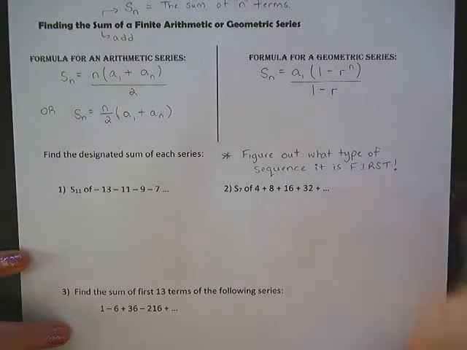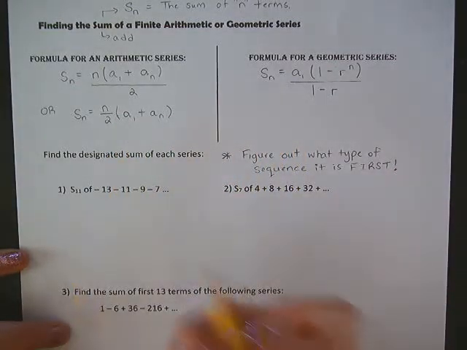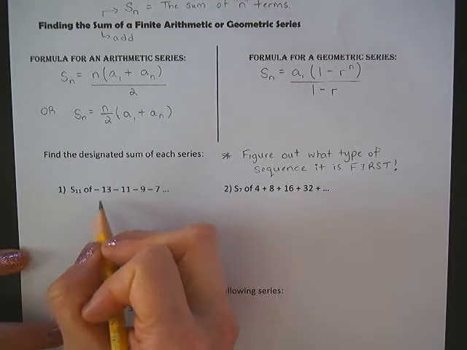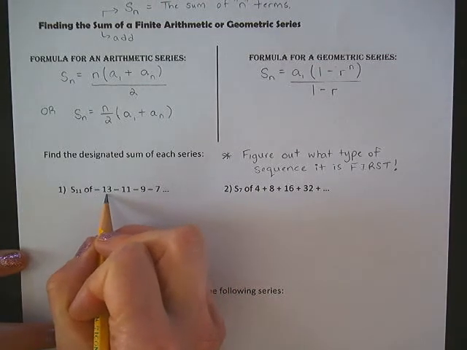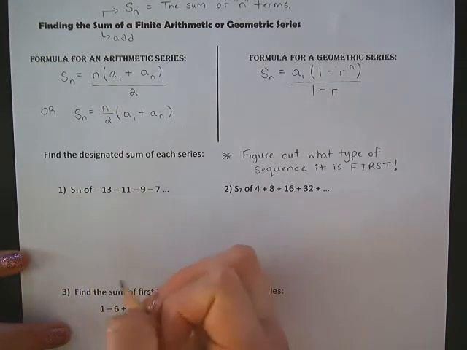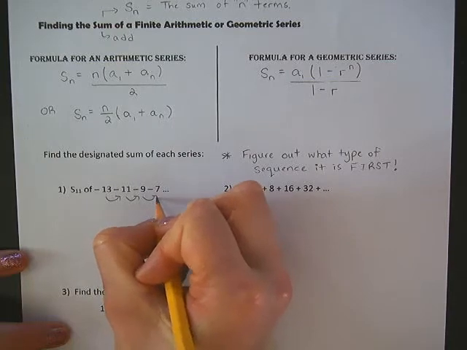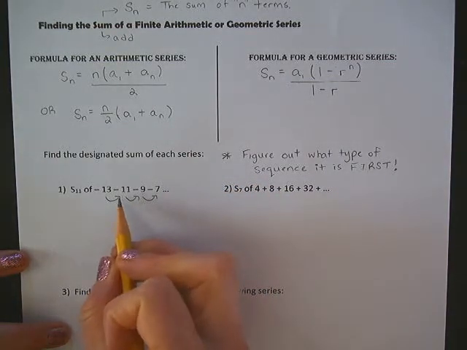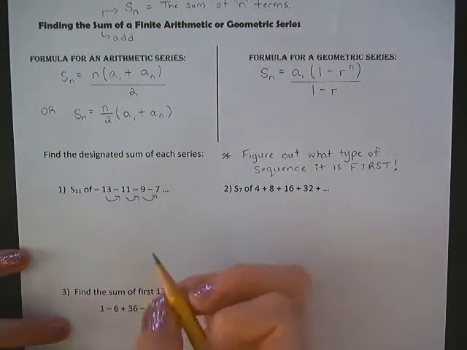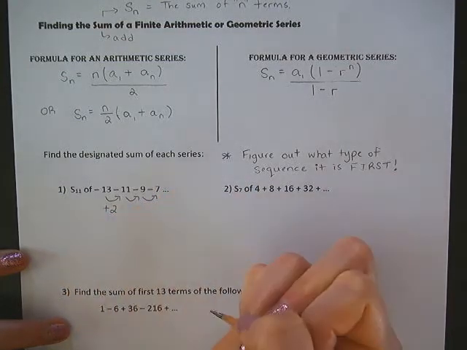Because that'll actually tell you which formula to use. Okay, so for this first sequence, we've got negative 13, negative 11, negative 9, negative 7. So find the pattern. What are we doing to go from one term to the next? If I observe what's going on here, I'll notice that I'm actually adding 2.